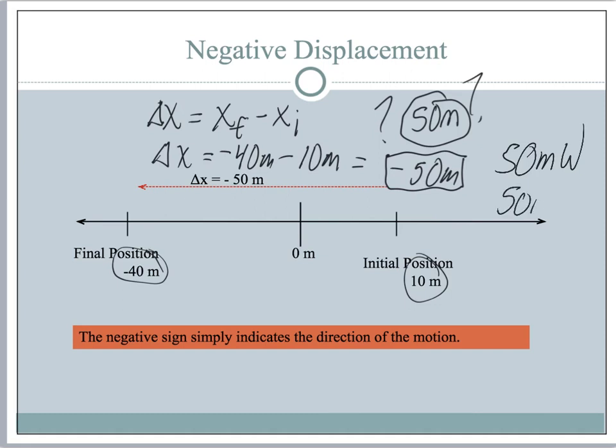Or if I just wanted to say 50 meters left, because I'm left of my original position, I could do that as well. But because these numbers are given with negative values on the number line, you probably would want to use negative for your direction here. But it's not a quantity value, it's just the negative means direction.